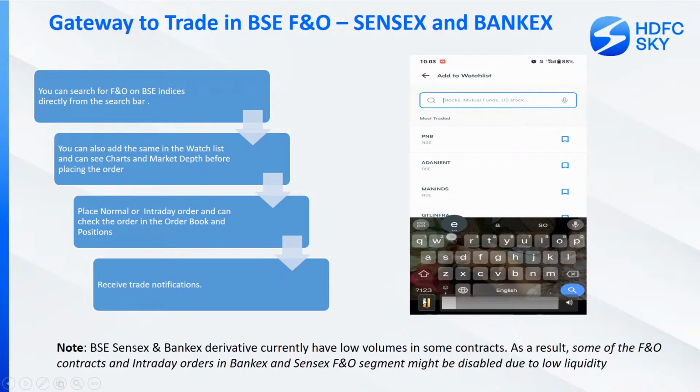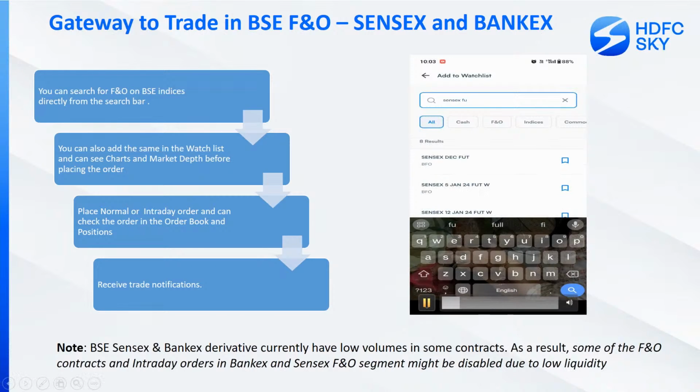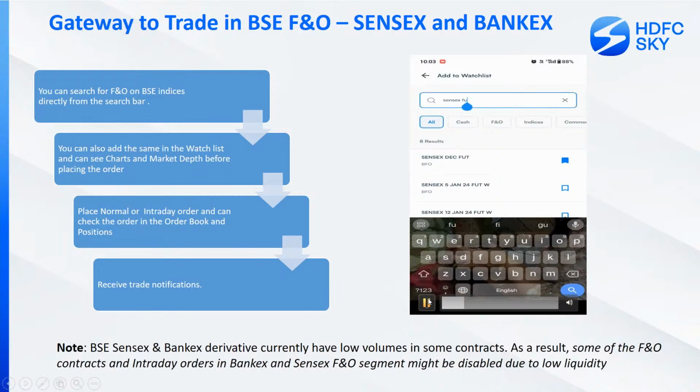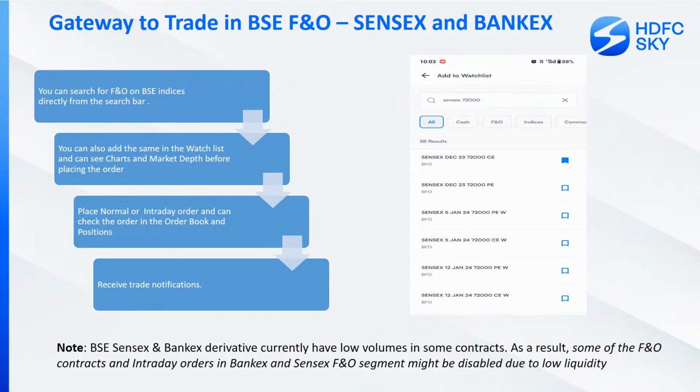If you want to add any of your futures and options contracts of BSE to the watch list, you can click on add list and add any futures and options contract of BSE. Suppose I'm adding Sensex futures and options contracts to my watch list. On the right hand side, you'll be able to see add to watch list. Once you click on that, it automatically gets added to the watch list. There are multiple contracts which I'm adding into the watch list. You can see that.